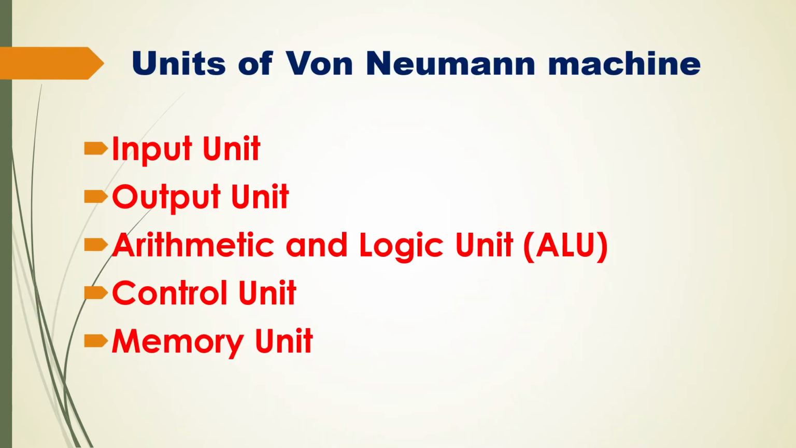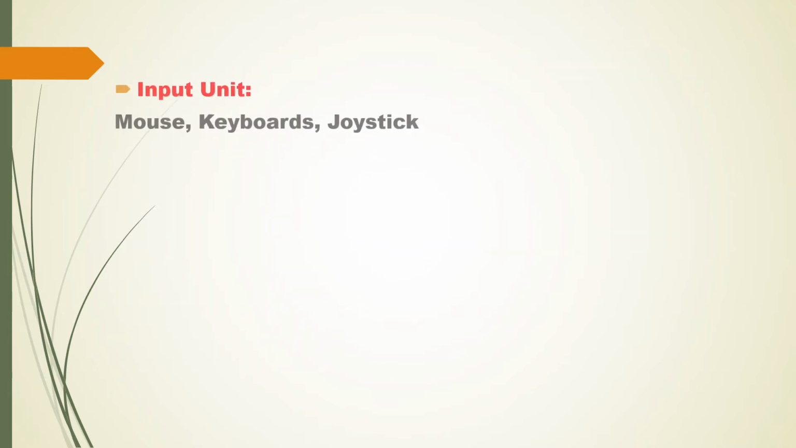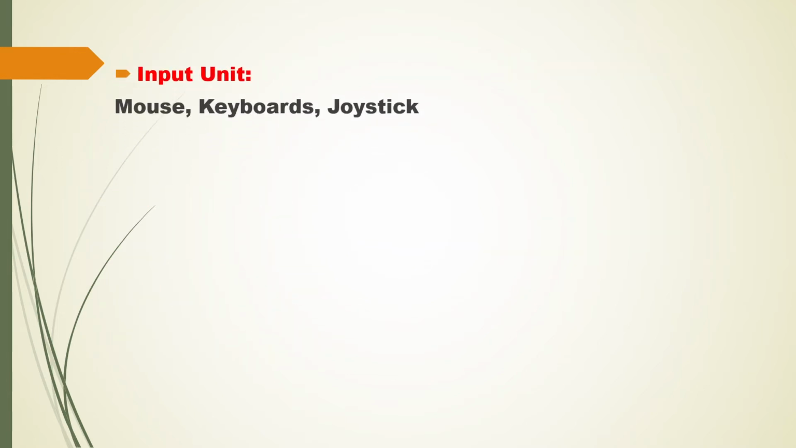See, the main components of a von Neumann machine are input unit, output unit, arithmetic and logical unit, control unit and memory unit. So first is the input unit. The computer accepts coded information through input units, which read the data. The most common input device is the keyboard. Whenever a key is pressed, the corresponding letter or digit is translated into the corresponding code. Examples of input units are mouse, keyboard, joysticks.